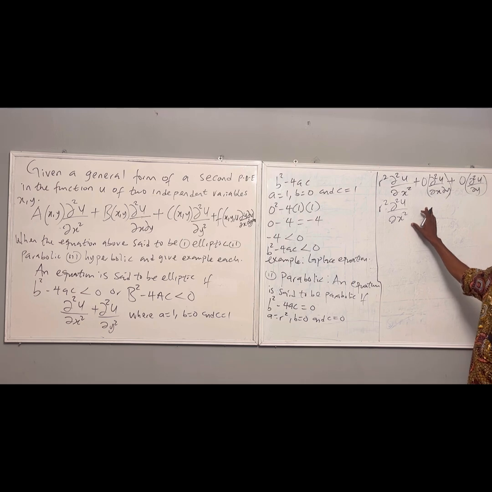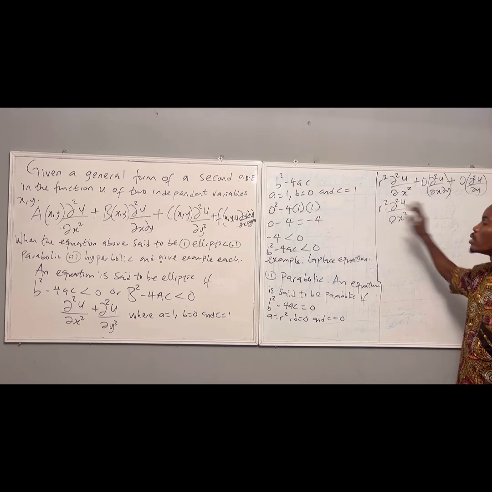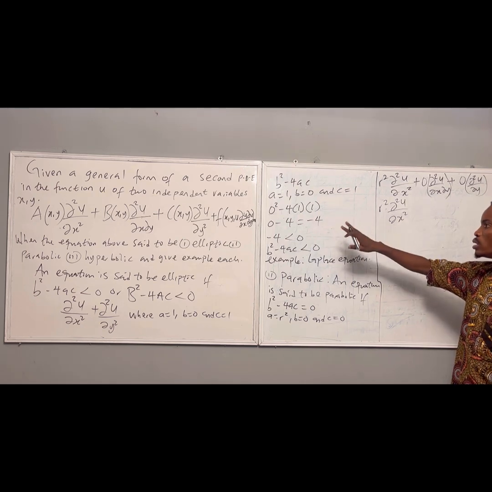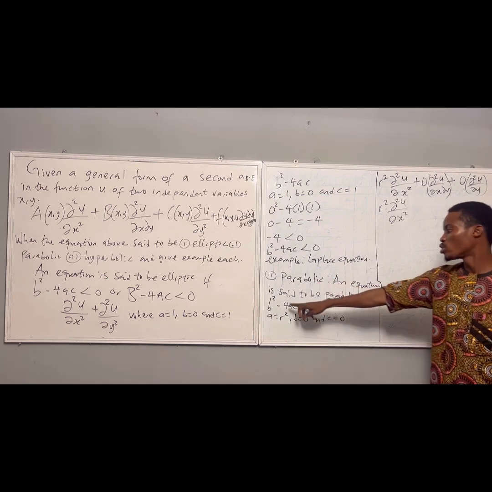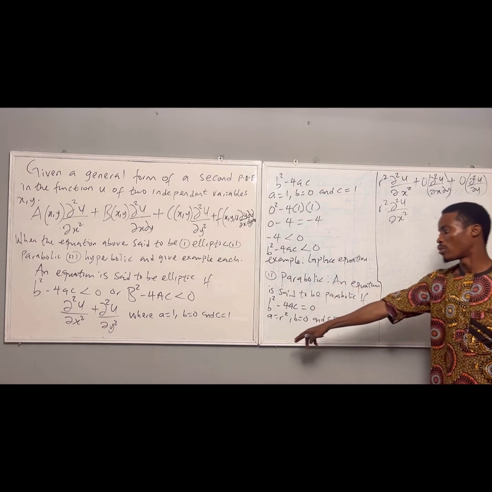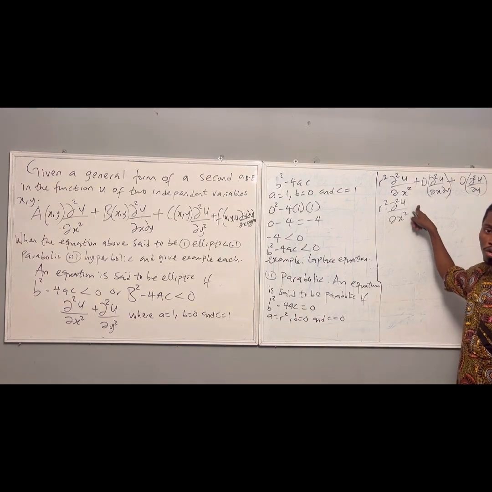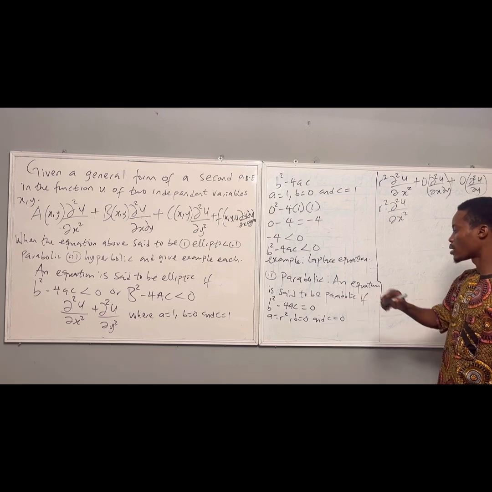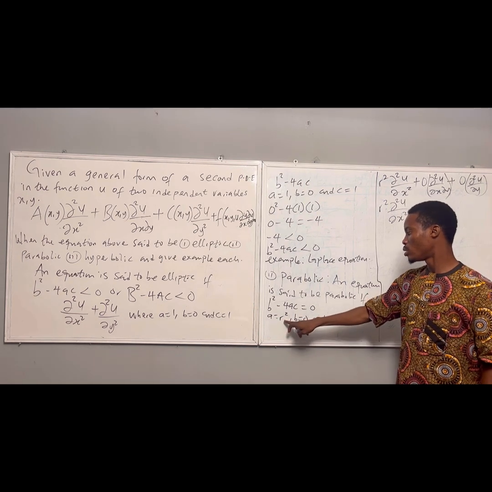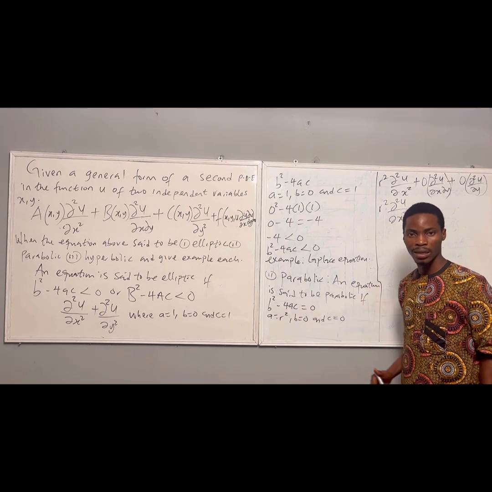So we have considered that the second PDE must be parabolic, that is, an equation is said to be parabolic if b square minus 4ac is equal to 0. We always arrive at this one. So let us now consider a as r square and plug it in here.